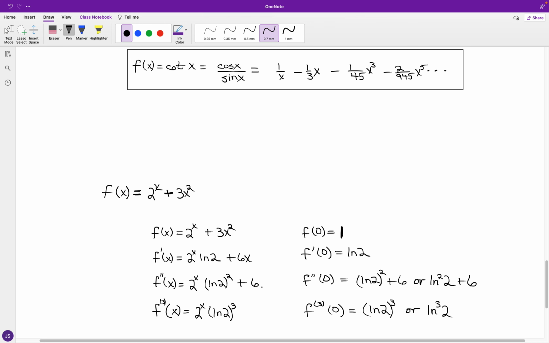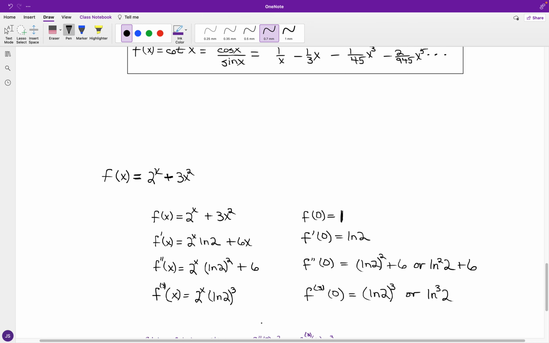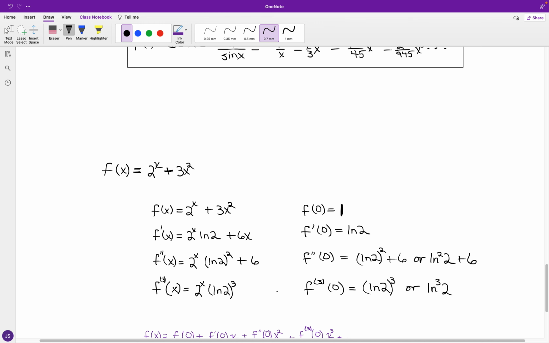And then the derivative of 6 goes to 0, and for the derivative of 2 to the x times the square of the natural logarithm of 2, we're just taking the derivative of 2 to the x once more and multiplying by the square of the natural logarithm of 2. So we come out to 2 to the x times the cube of the natural logarithm of 2.